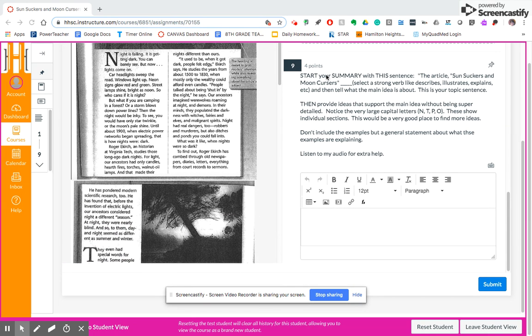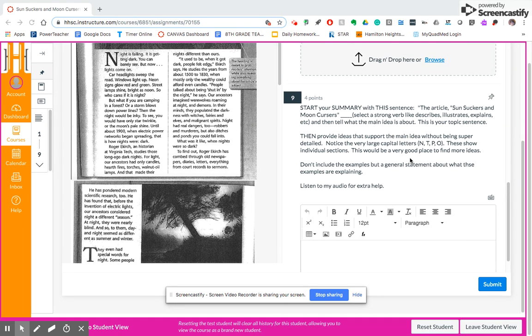And then here, start your summary. You're gonna write a summary of this article, so look at your notes. Yes, that was a big yawn, sorry. It's a whopping 8 o'clock and I'm exhausted.